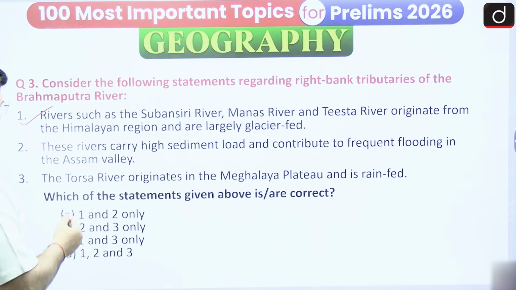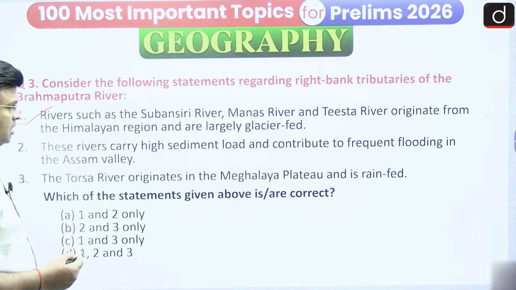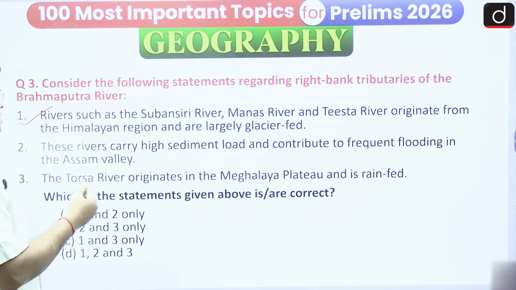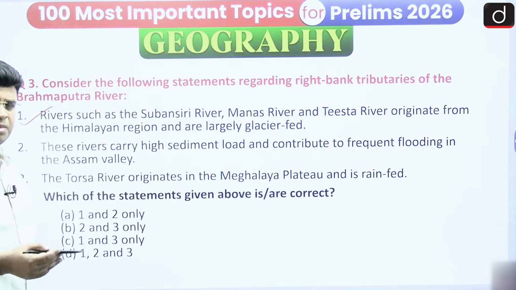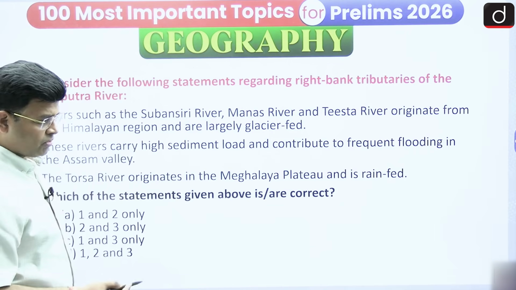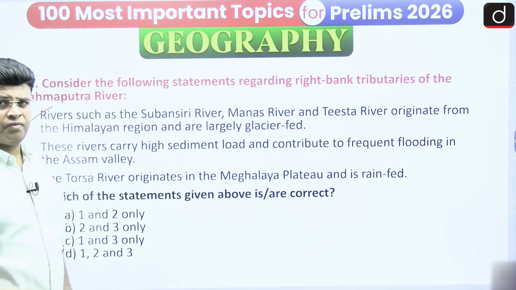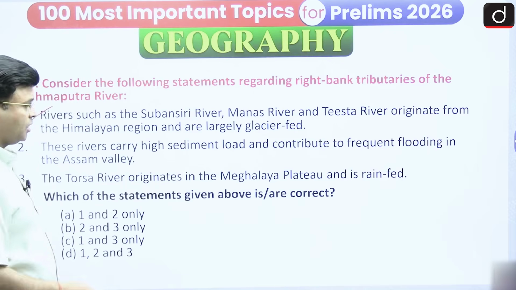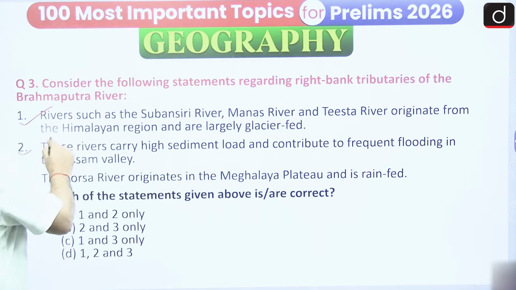Another one: these rivers carry a high sediment load and contribute to frequent flooding in the Assam Valley. Yes, they come from the Himalayas, which are made up of soft sedimentary rock, so they carry lots of sediment load. Therefore these rivers cause flooding in Assam. So it is a correct one.